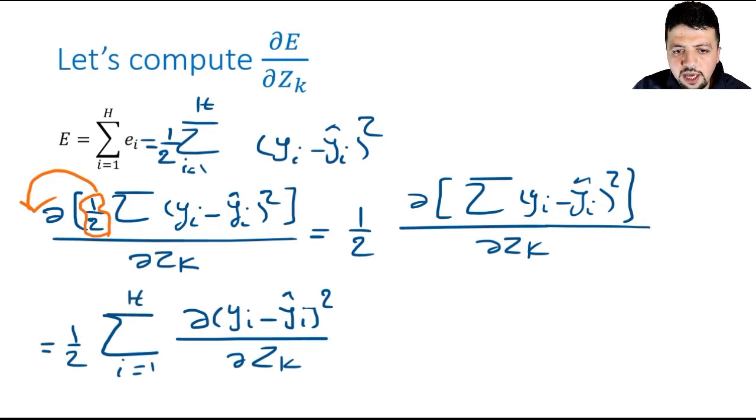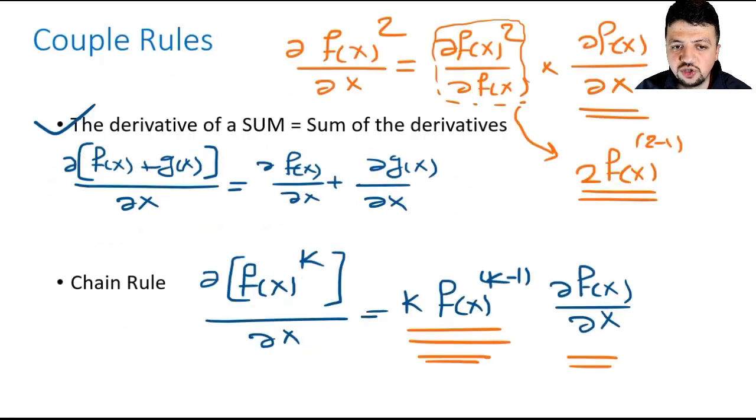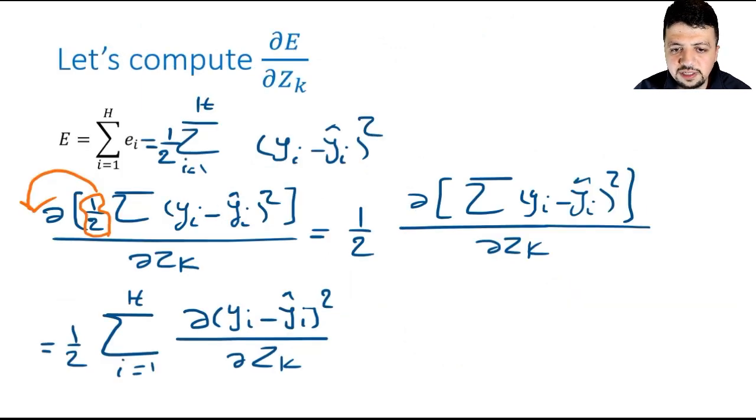Right. Now, how do we compute this? First and foremost, you do notice that yi minus y hat I squared is not a direct function of zk. So here we're gonna employ the second rule, the chain rule that I just talked about here, right? The chain rule. So something to the power k with respect to a variable, right? So how do we do this?